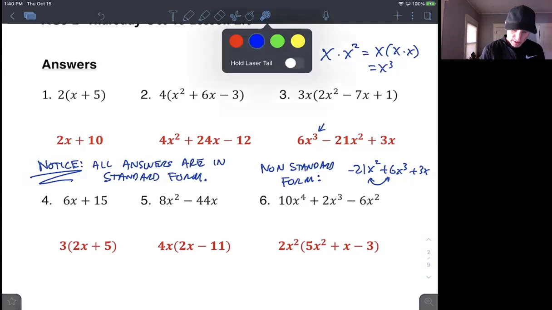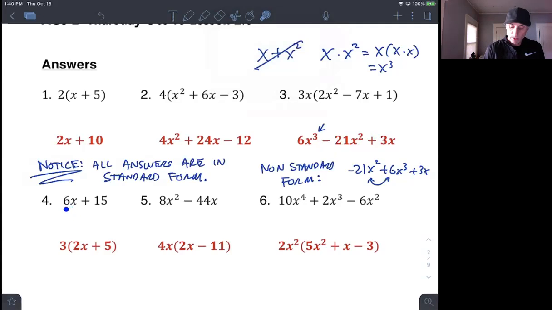Okay, let's look at the bottom part. The bottom part is like going backwards. It's saying what number goes into 6 and 15, both evenly, and that would be 3. Okay, 6 divided by 3 gives you 2, and 15 divided by 3 gives you 5. So if you were to think about this like we did these problems, you can multiply 3 times 2, that would give you 6x, and multiply 3 times 5 gives you 15. Same thing here, if I were to multiply this, 4 times 2 gives you 8, and x times x gives you the x squared. 4 times 11 gives you the 44 with the x.